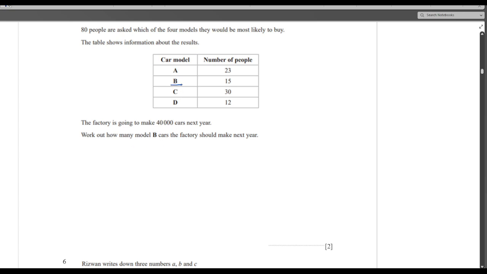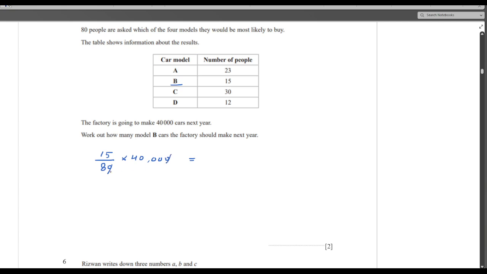So for B you can see that the company is making 15 cars out of 80, because 80 people are asked and these are their opinions. So 15 out of 80 want the B type car. So if I want to find out of 40,000, then I will say that it is 15 divided by 80 times 40,000. I don't think you need an explanation for what I am writing.